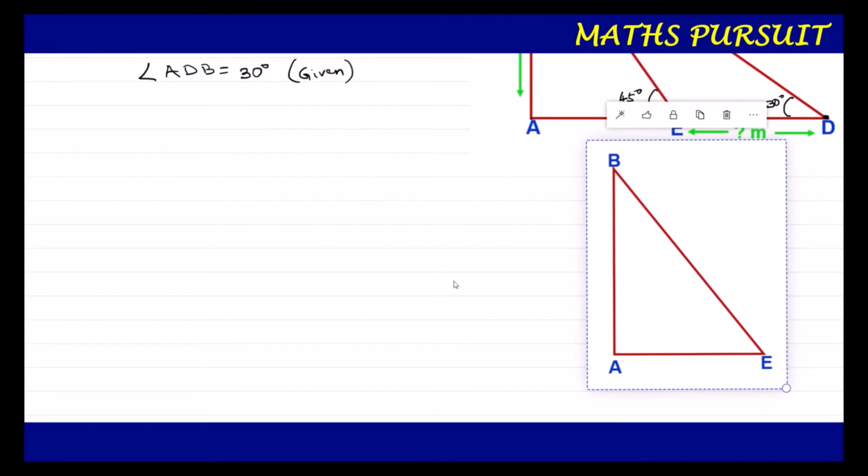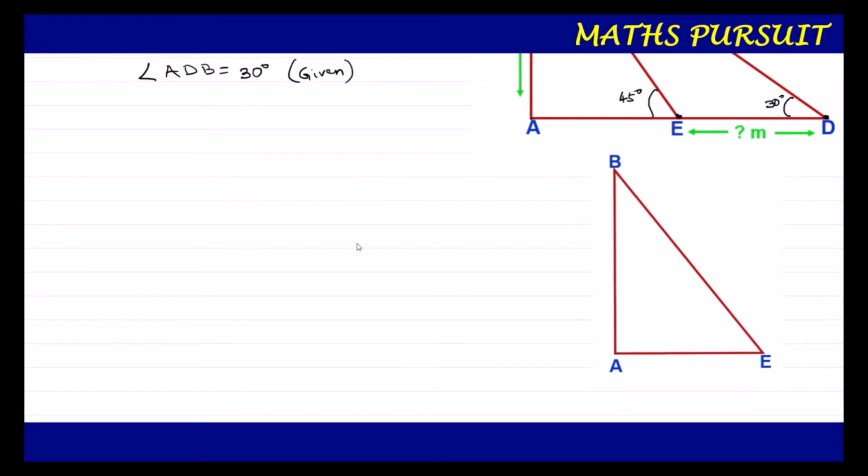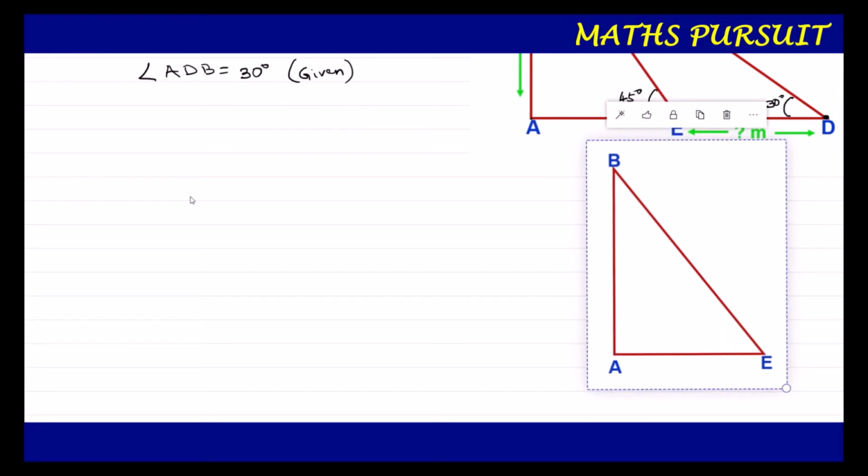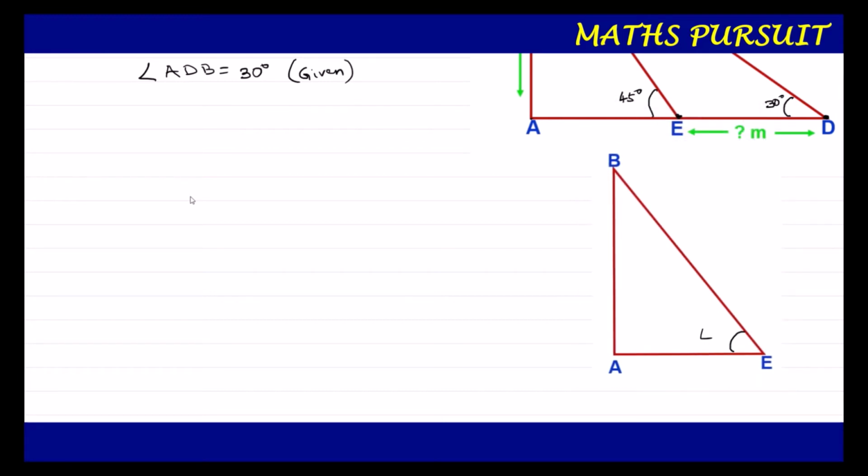This is one right angle triangle that I have picked up. So we are going to first work out on this right angle triangle, AEB, where angle E is 45 degree. This is 45 degree, and this particular side, AB, is 75 meter as per what is given in the question.